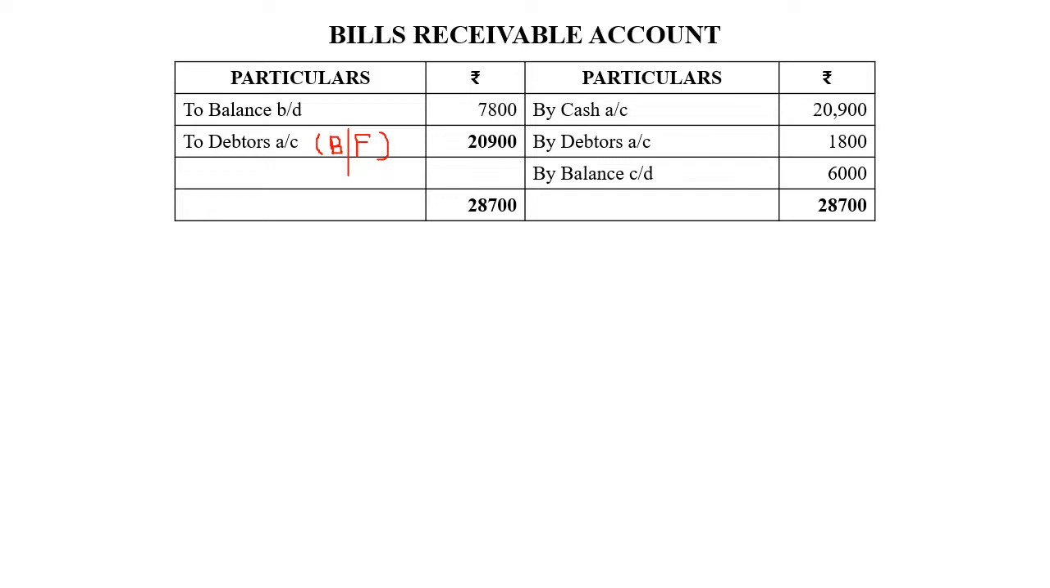So first you pass the opening journal entry, the opening balance, that is to balance brought down. Then we add cash, bills receivable encashed, so it is by cash account. Then we add bills receivable dishonored, so it is by debtors account. Then we add the closing balance, so we record it by balance carried down. Then you have to find the total. The balancing figure is transferred to debtors account if it is a debit balance. The difference, if you find it on the debit side. If the difference is on the credit side, then that is cash. So this is bills receivable account.